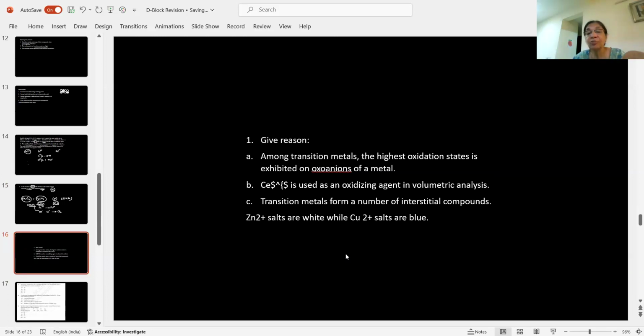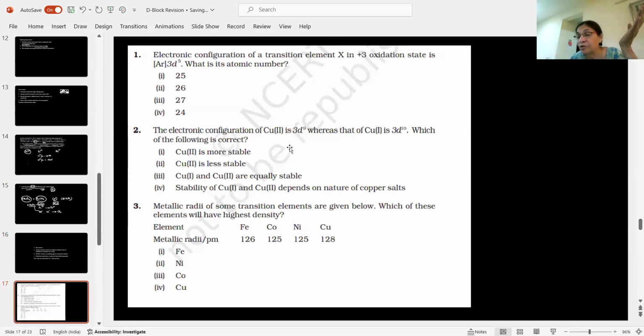Then this is not printed correctly. Now there are some MCQs. Let us do. You want to do some MCQs?